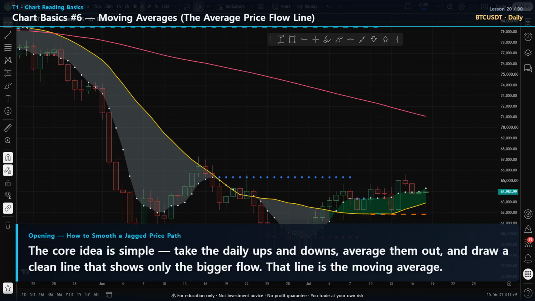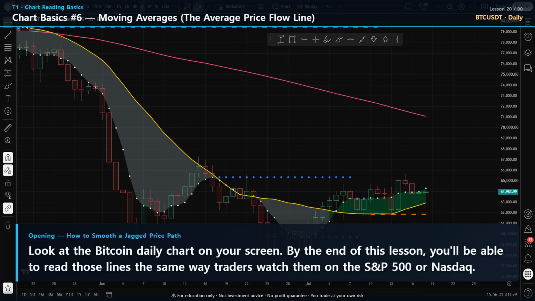The core idea is simple. Take the daily ups and downs, average them out, and draw a clean line that shows only the bigger flow. That line is the moving average. Look at the Bitcoin daily chart on your screen. By the end of this lesson, you'll be able to read those lines the same way traders watch them on the S&P 500 or not.